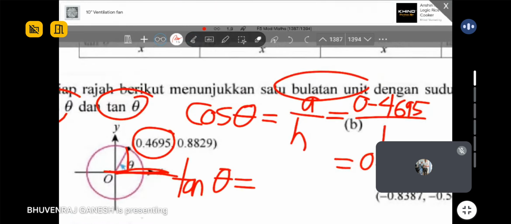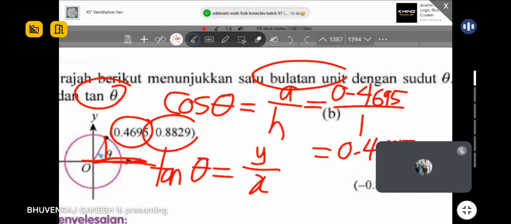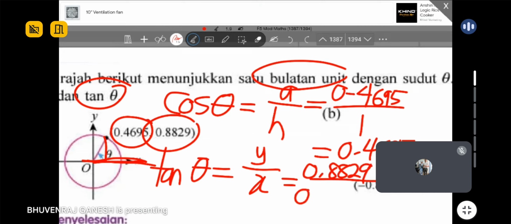Okay guys, so how to count tangent theta? Tangent theta is basically y over x. Correct? Based on the formula. Rumus kecerunan kamu. Gradient of the line. Okay? So you take this value, 0.8829 bahagi 0.4695. Okay? So ini adalah nilai tangent theta.